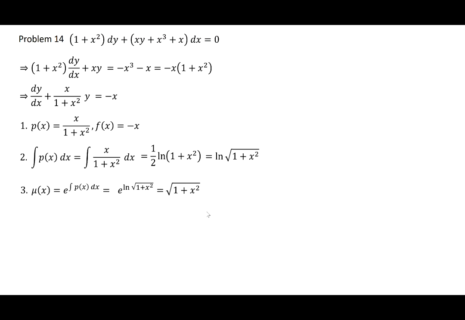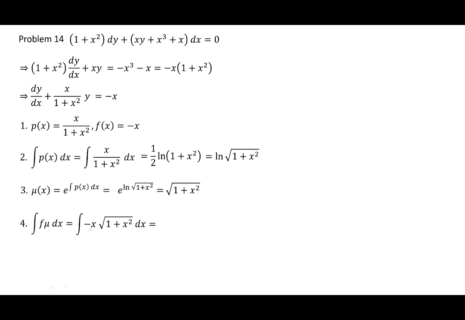Cool? Alright, next. We need to find what? Integral f mu dx. Oh, let me say something here. Every time, be absolutely sure to say this: I'm finding integral f mu dx.